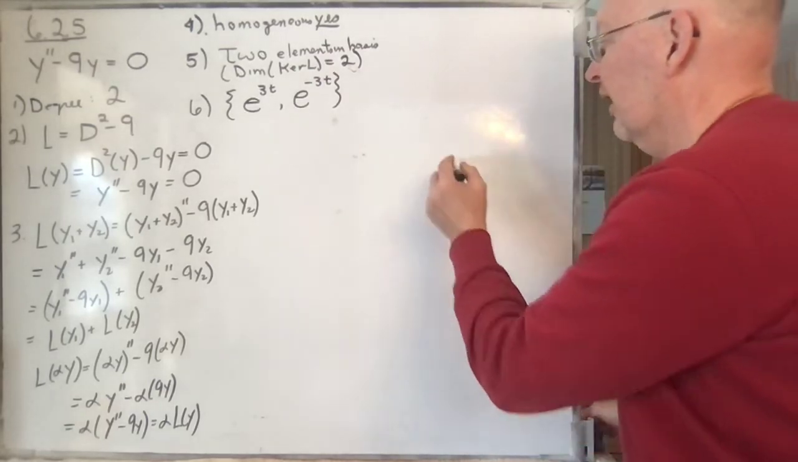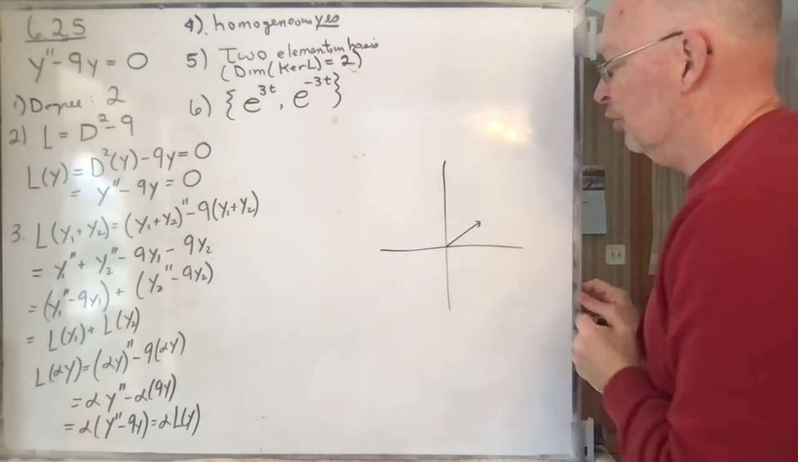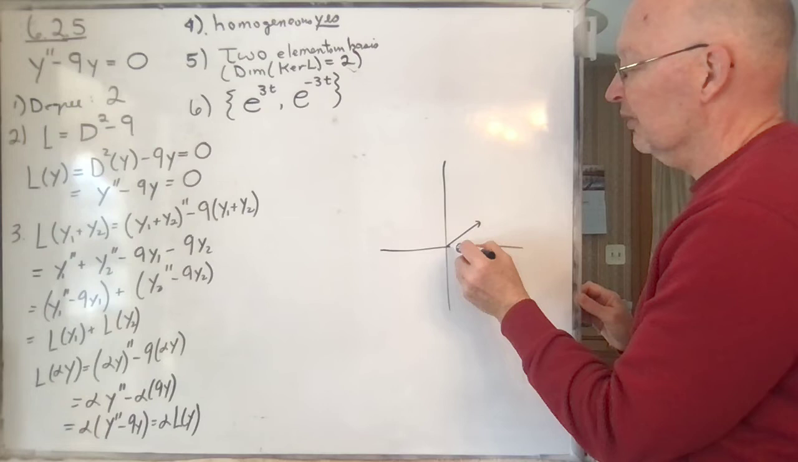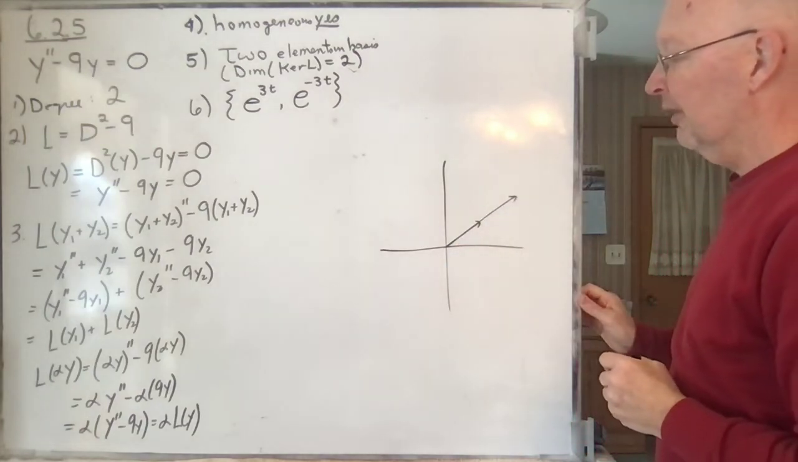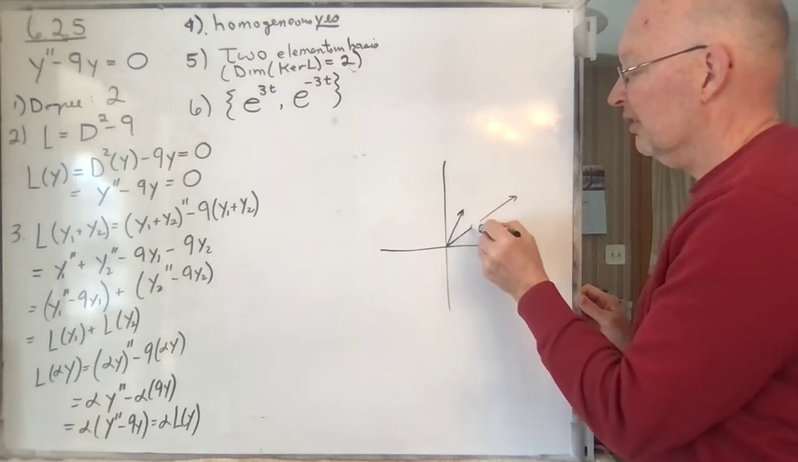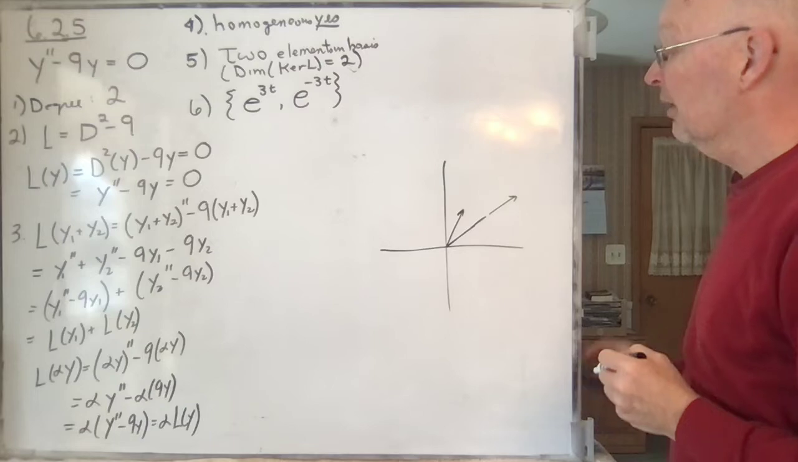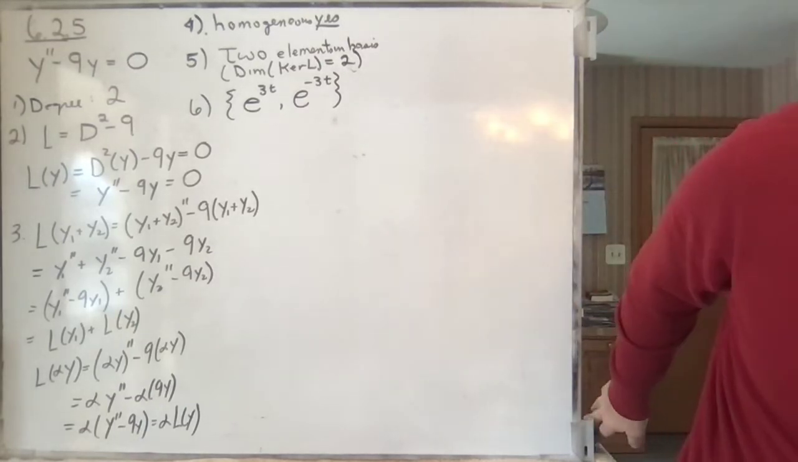It's just like, if you're in R2, the only way you can have two linearly dependent vectors is if one is just a multiple of the other. Then they're linearly dependent. Otherwise, if you have two vectors like this, they're linearly independent. Okay? So that's number 6.